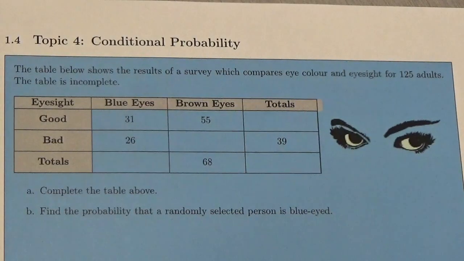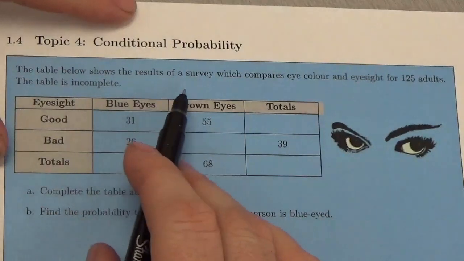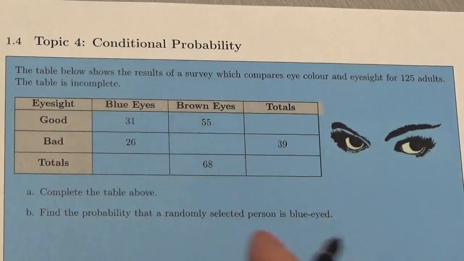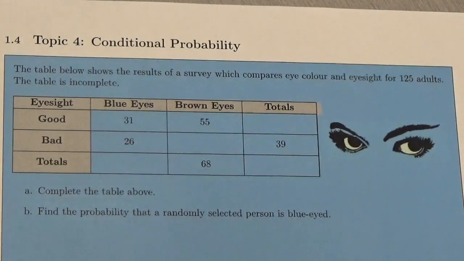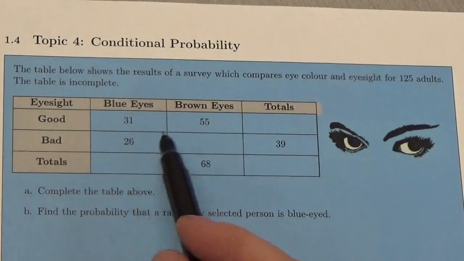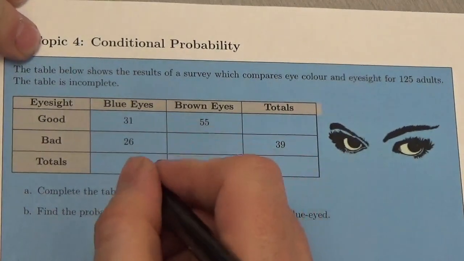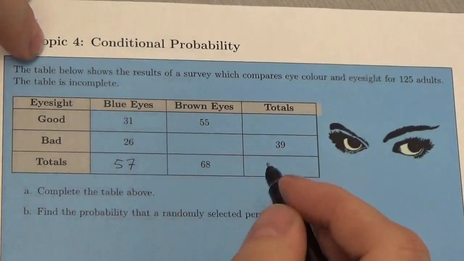So the table below shows the results of a survey which compares eye color and eyesight for 125 adults, and the table is incomplete. So we've got to fill this in here. That's going to be fairly common. Going down here for blue eyes, we've got 31 and 26. So together that's going to be 57 people.